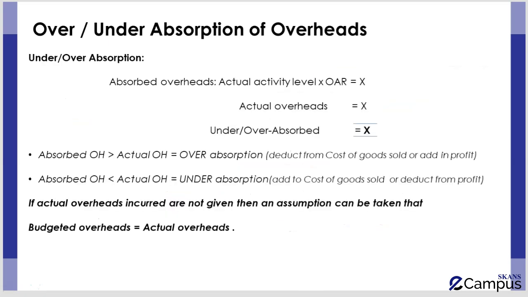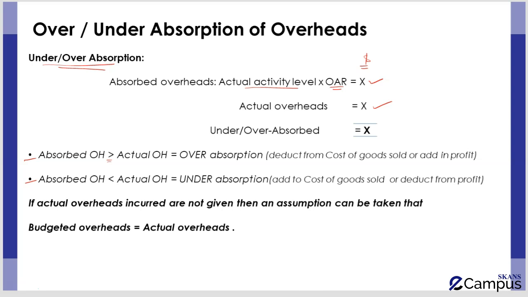Here he gives the formula as we talked earlier. Absorbed overheads equal actual activity level times OAR. Now, comparing absorbed overheads and actual overheads, the difference is under or over absorption. He is saying if absorbed overheads are greater than actual overheads, then there is over absorption, a deduction from the cost of goods, or the other treatment is to add it in the GP.